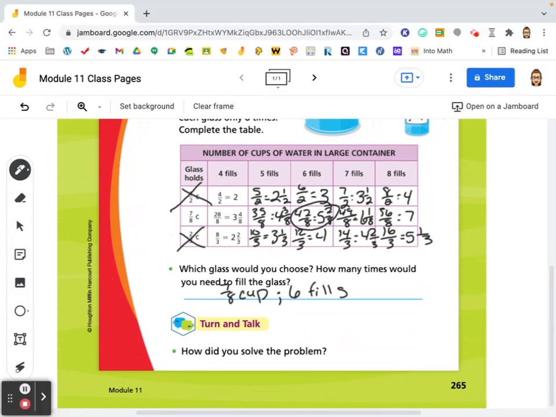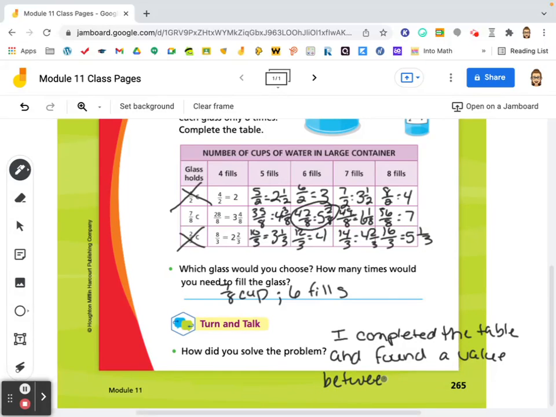So then it says, how did you solve the problem? Well, I completed the table and found a value between 5 and 5 and 1/3.